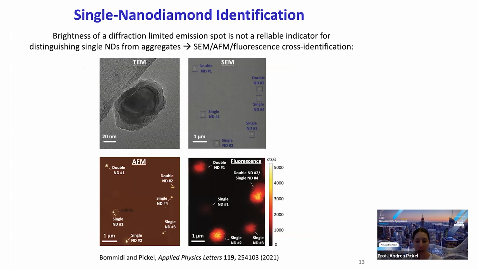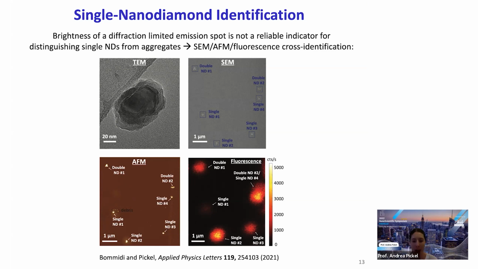So the first step in measuring the temperature dependence of NV center lifetimes in single nanodiamonds was to figure out a reliable way to distinguish single nanodiamonds from small aggregates that can form when we disperse these nanodiamonds. And because of the variable number of NV centers per nanodiamond and differences in surface defects that can reduce emission intensity, we find that the brightness of a diffraction limited emission spot is unfortunately not a very reliable way to distinguish single nanodiamonds from aggregates.